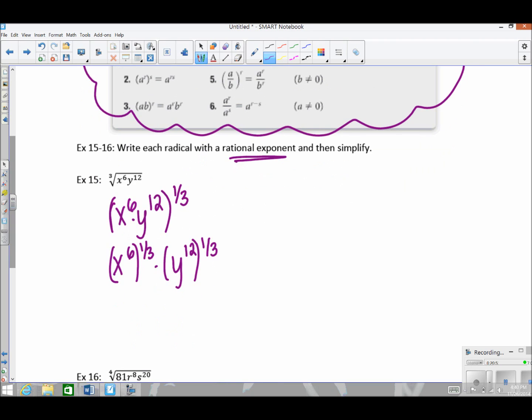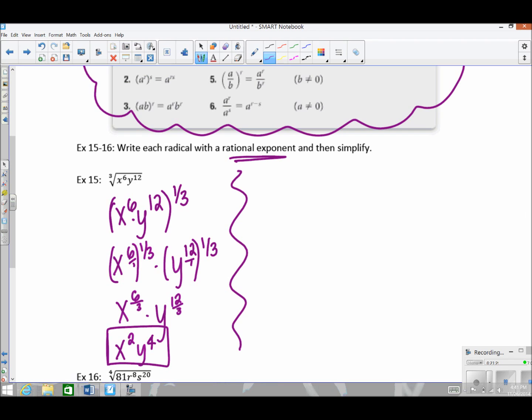And then from there, I'm going to apply property number 2, where I can rewrite these as 6 times 1/3. So 6 times 1/3 is really 6 over 3, because remember, when you multiply fractions, multiply across the top, multiply across the bottom. And then y is really going to be 12 over 1 times 1/3, which is 12 over 3. And then you just simplify these. So 6 divided by 3 is 2. 12 divided by 3 is 4. So this is just a different way of simplifying.